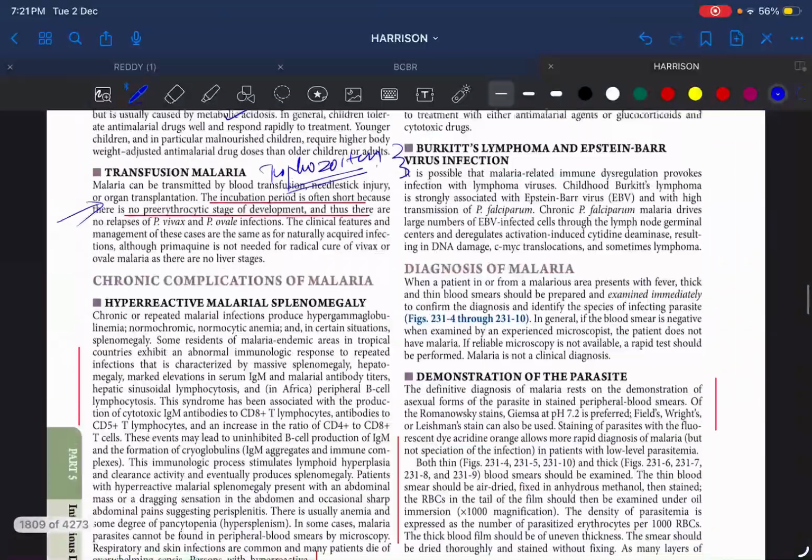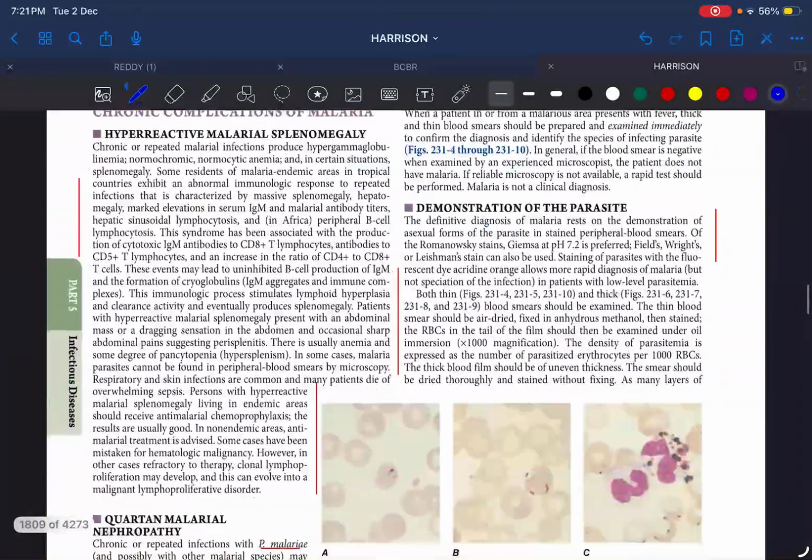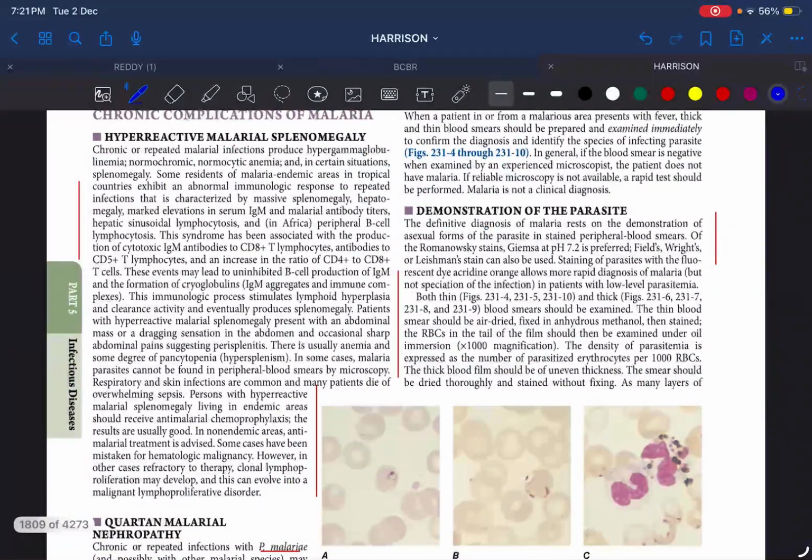Once that is done, let us see the chronic complications of malaria. Again, a very important short note question: hyperactive malarial splenomegaly. Remember, this occurs in malaria endemic regions in tropical countries. This is an abnormal immunological response to repeated infection, characterized by massive splenomegaly, hepatomegaly, marked elevation in serum IgM and malarial antibody titer, also associated with lymphocytosis. Remember, it is IgM antibody to CD8 plus T lymphocyte. It is almost like infectious mononucleosis which occurs in Epstein-Barr virus infection.